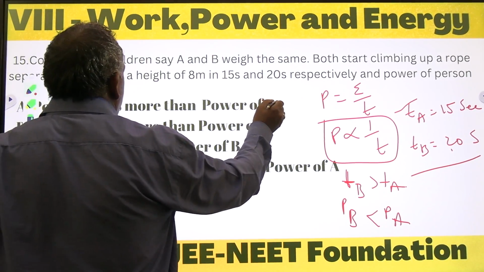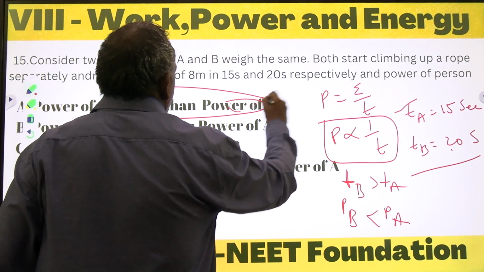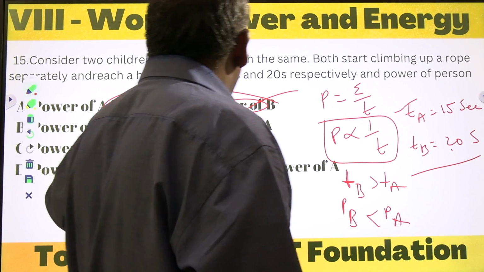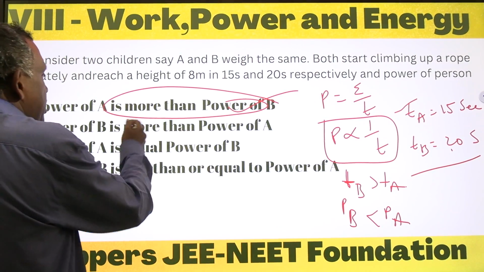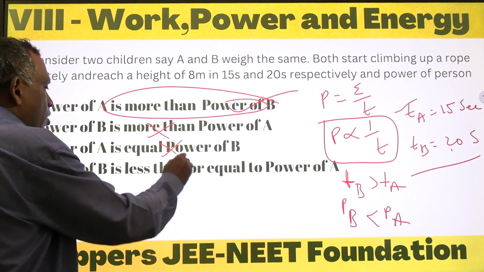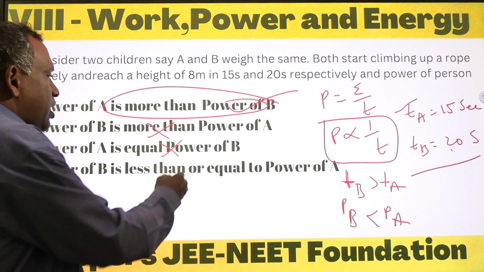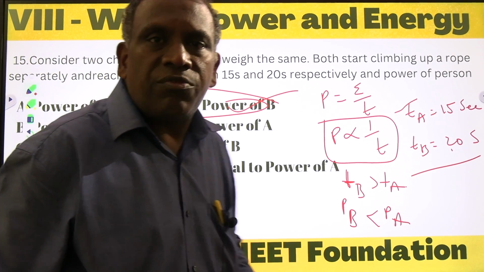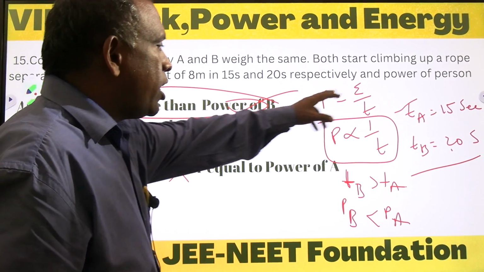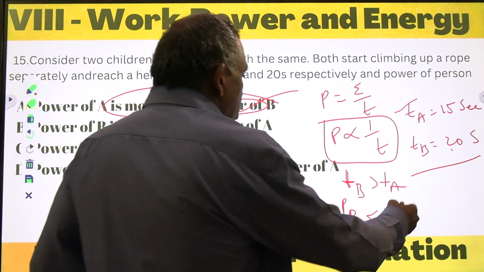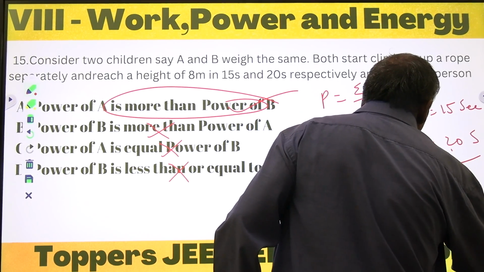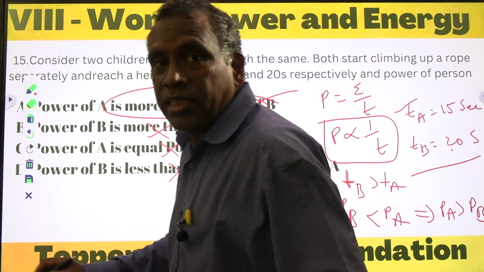See, option A, power of A is more than power of B. This is the correct answer. The remaining options, power of B is more than power of A, wrong answer. Power of A is equal to power of B, wrong answer. Power of B is less than or equal to power of A is also a wrong answer. The answer is power of A is more than power of B. Simply you can confirm like this.